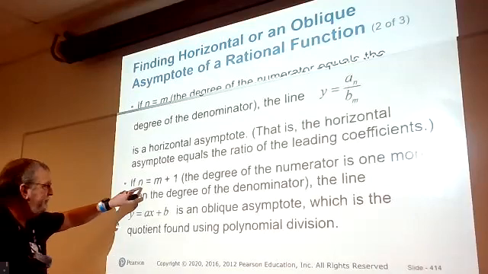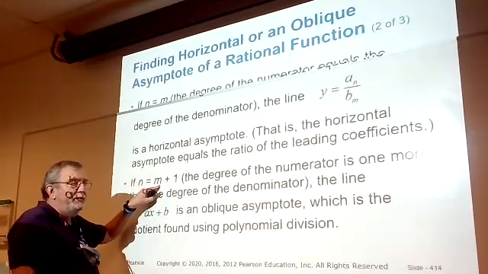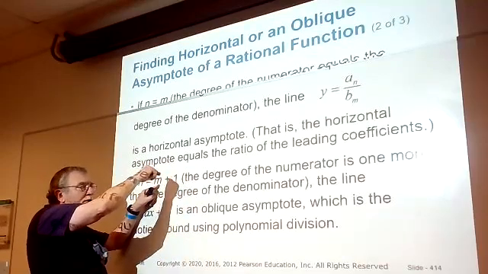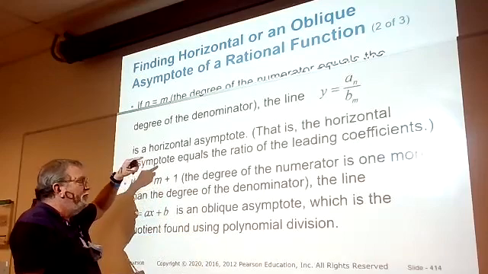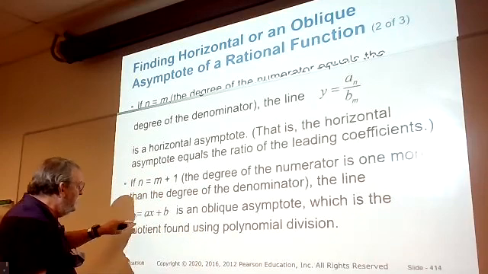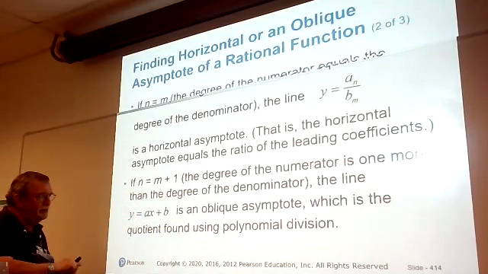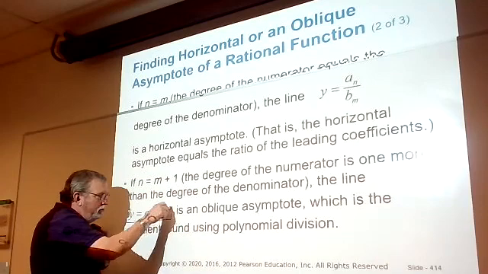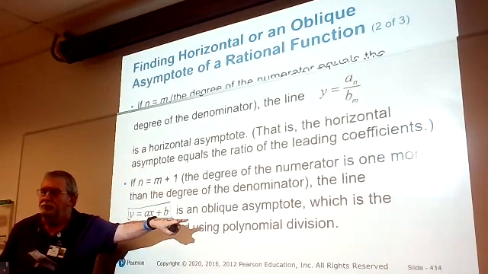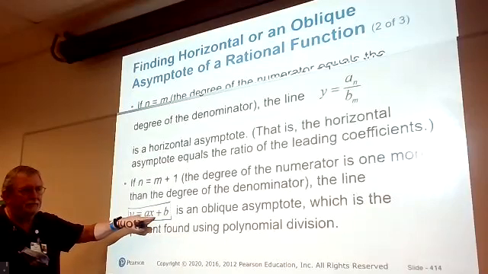If the numerator is 1 more than the denominator, so you have x squared in the numerator and x in the denominator, or x to the 4th in the numerator and x cubed in the denominator, then after you do division, you will wind up with the equation for a line plus a remainder. And that line is the oblique asymptote.